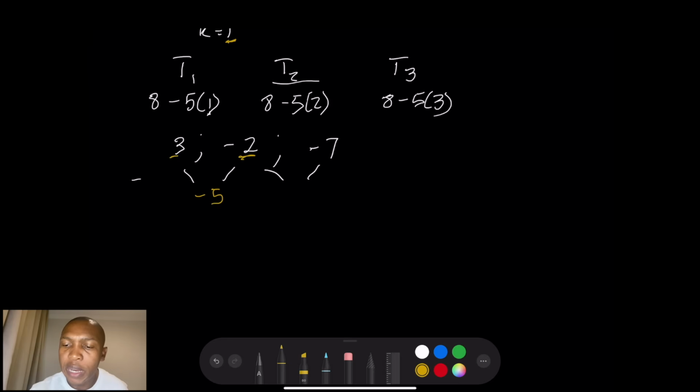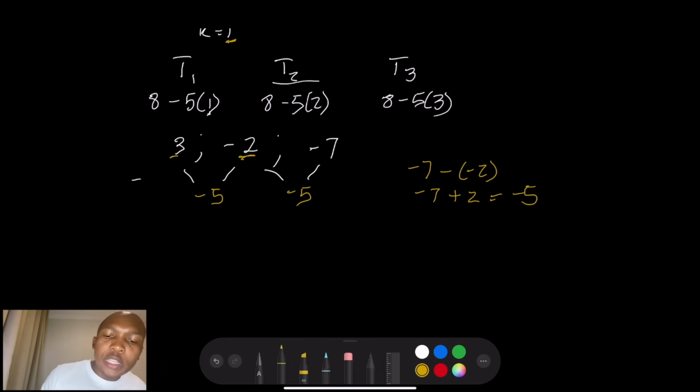So that would be negative 7 minus a negative 2. A negative times a negative becomes a positive, so you end up with minus 7 plus 2, which also gives you a negative 5. Okay, so we know that in our sequence we've got negative 5 as our common difference. So definitely this is an arithmetic sequence.